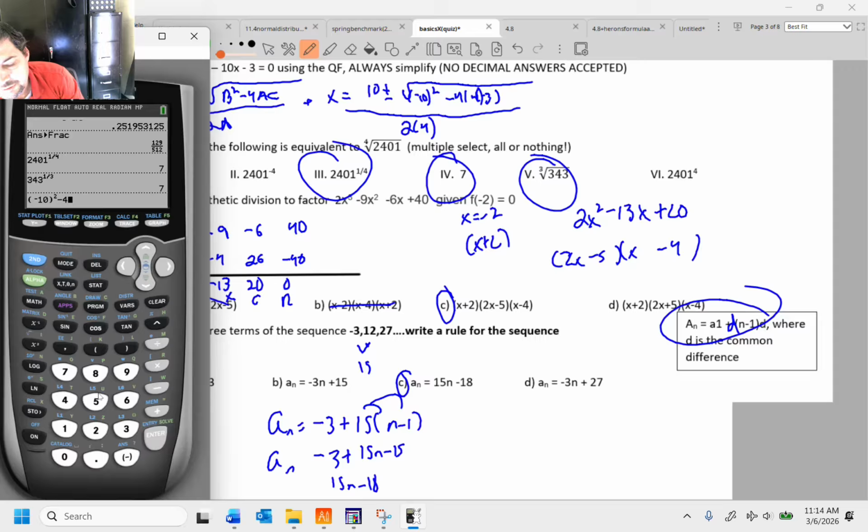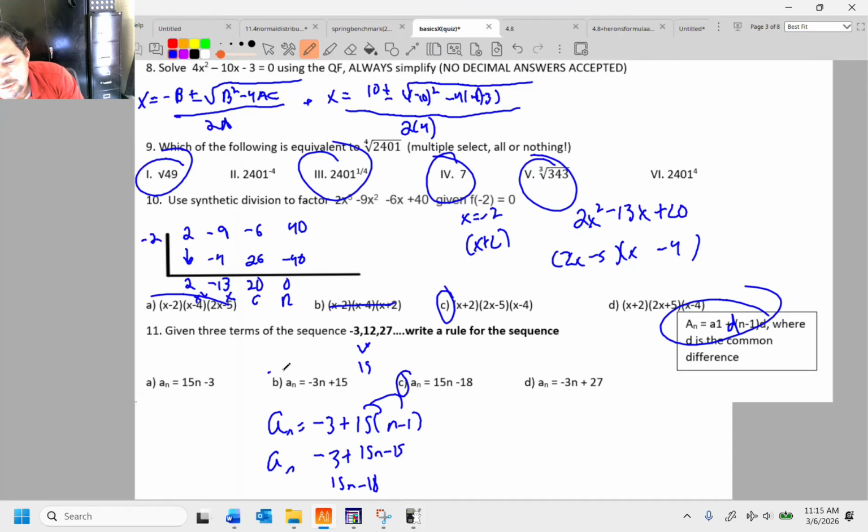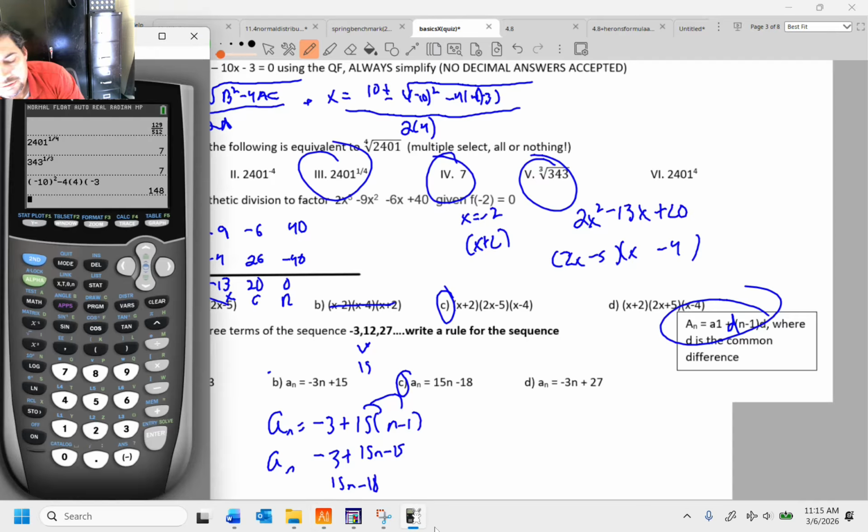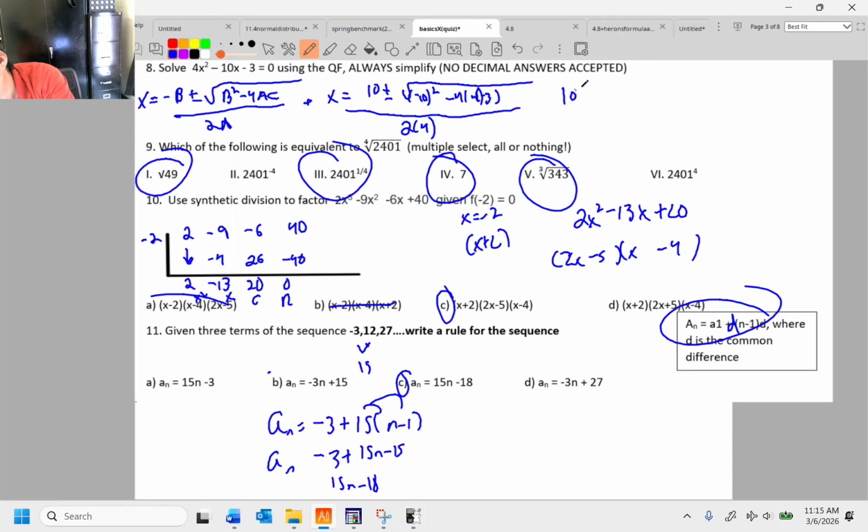I don't know why you do that. I don't even like showing it, but I have to show this, otherwise you may not realize that this is what you do. I made a mistake here, 4ac. Okay. So I got a root 148. 10 plus or minus root 148, both pieces sitting over an 8.